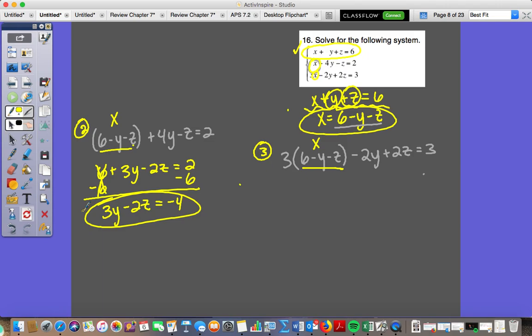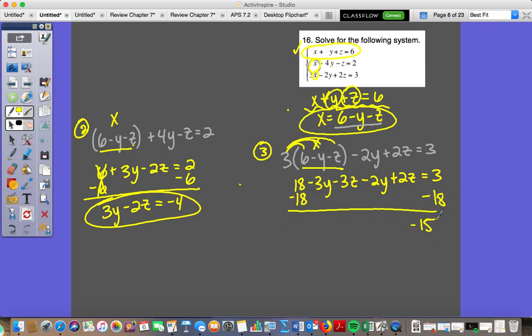The next part over on number 3 is we're going to distribute this 3 to each part to make 18 minus 3y minus 3z as we distribute to each one. Make sure you remember to do it to each part. Equals 3, and then now we're just simplifying. So we've got the subtracting 18, so it's got negative 15 on the right. And then you've got negative 3y minus 2y, which is negative 5y. Negative 3z plus 2z is negative z. So this is our second equation.